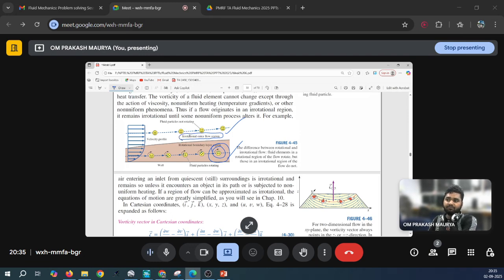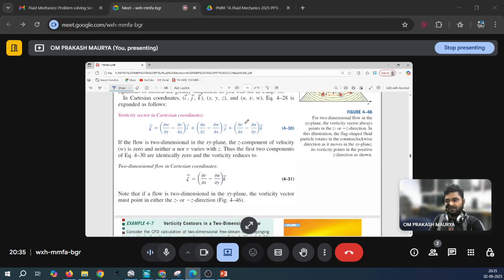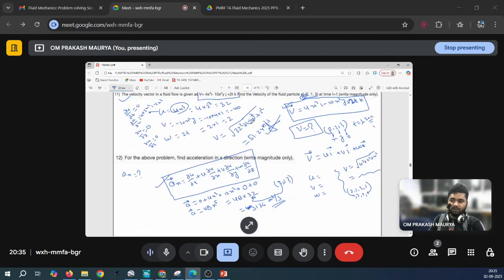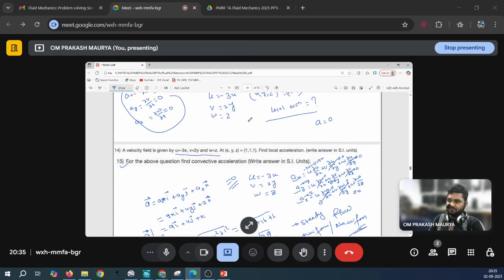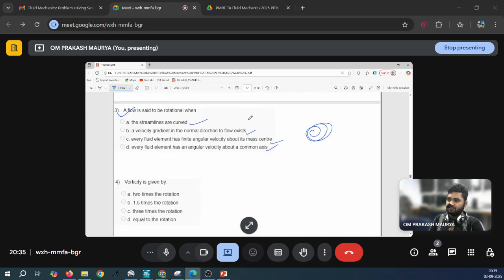Remember, above the boundary layer flow is irrotational, within the boundary layer flow is rotational. This is found with the experiments. The fluid particles within the boundary layer rotate, and above the boundary layer there is no rotation. Okay, there are a lot of assumptions here, so we'll not go in deep, but the question is this.